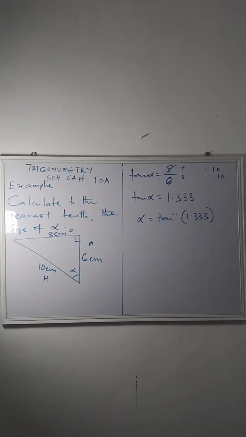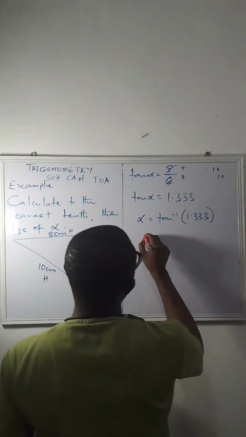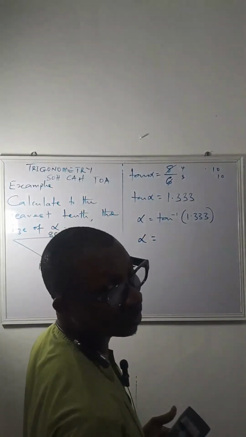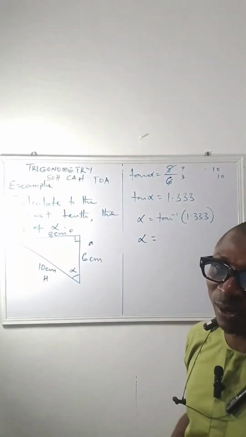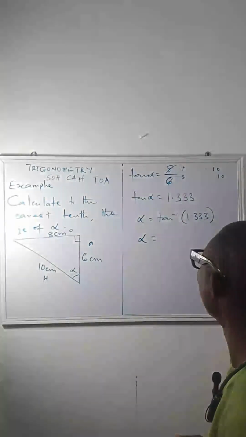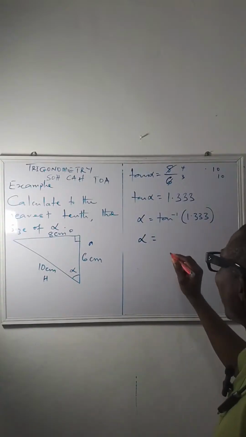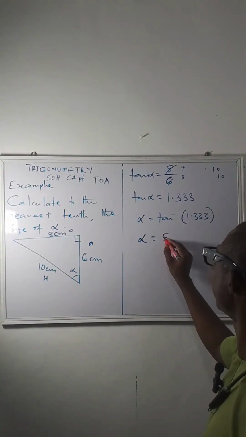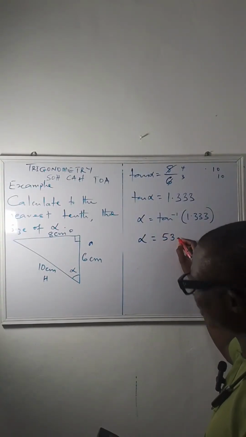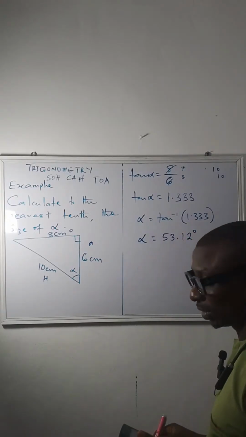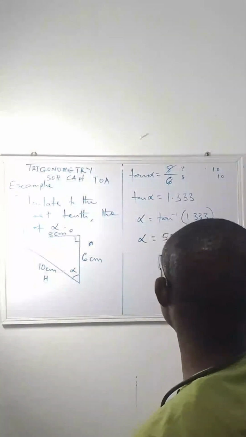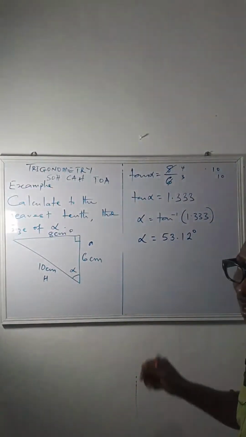Okay, good. I'm going to tell us what we have as alpha. I think every one of you needs to clap for me because it seems I'm the only person who has the correct answer this time around. So now the answer is 53.12 degrees. That's what we have as the answer.